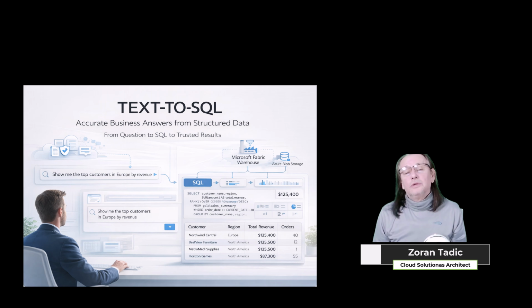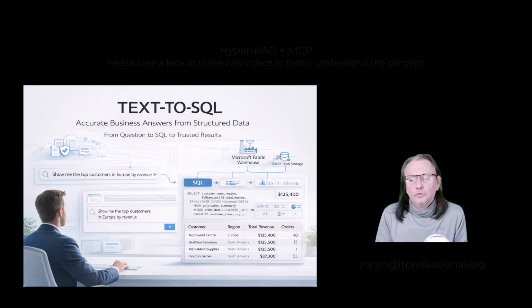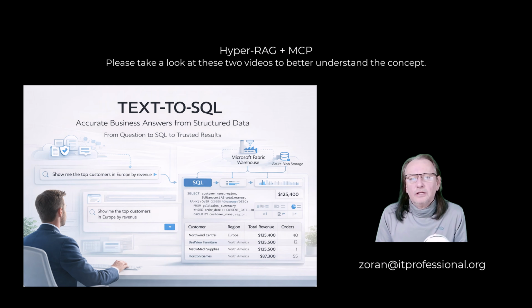In my previous two videos, I showed how to build the architecture for Hyper-RAG and MCP and how those two separate systems can work together under the same orchestrator and complement each other. Today I'm introducing another important part of that story, and that is Text-to-SQL. So why do we need it?